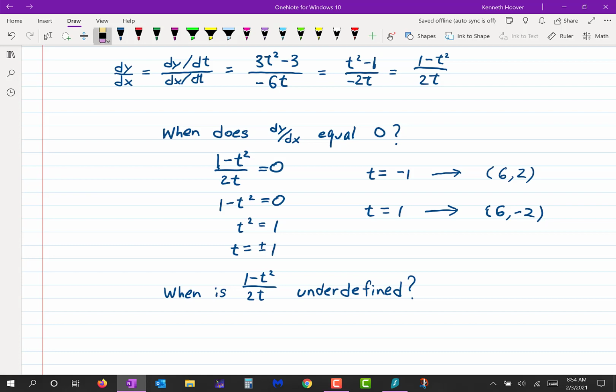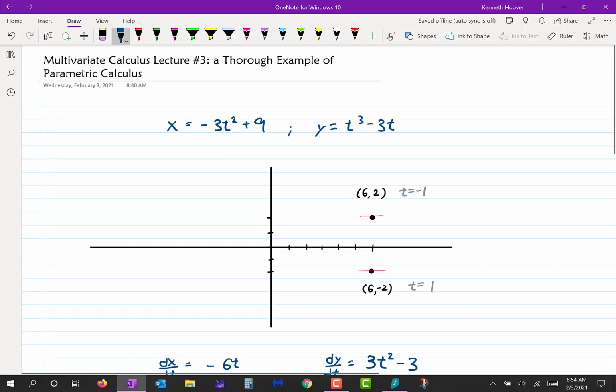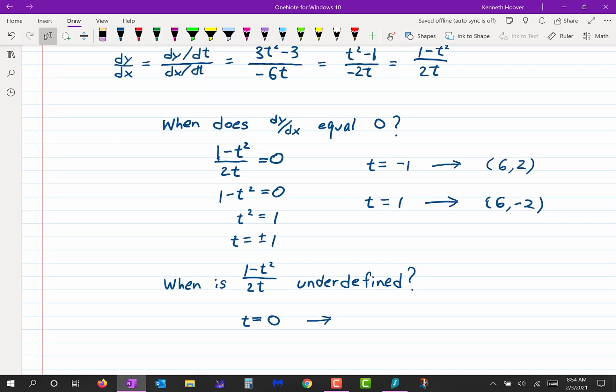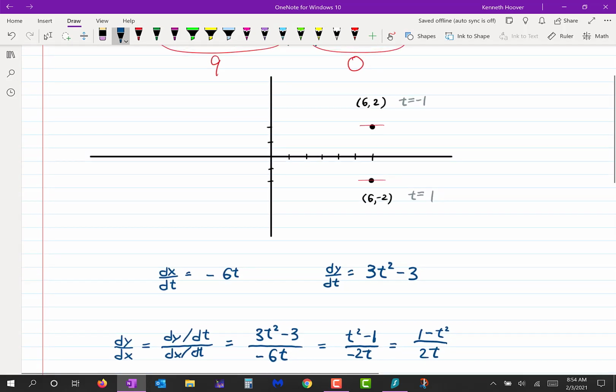Look, it's 1 minus t squared over 2t. That is undefined when t equals 0, right? That's pretty easy. Let's find out what point we would be at when t equals 0. So we go back up here again, plug 0 into here and here, and it's easy to see that we would get 9 for x and 0 for y. So when t is 0, we would be at the point 9, 0.